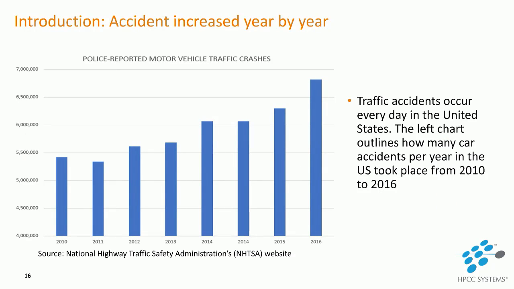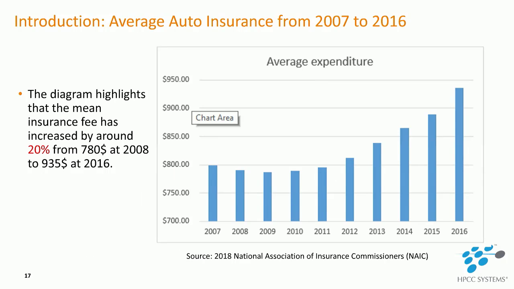It's well known that accidents increase year by year. From the left chart, you can see the total number of traffic accidents in the United States increased about 25% from 2010 to 2016, which includes the fatal accidents, injury accidents, and property accidents. In the right picture, the average auto insurance fee has increased around 20% from 2008 to 2016, according to the National Association of Insurance Commissioners.